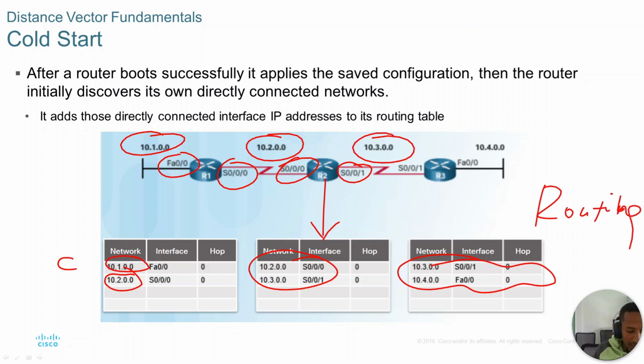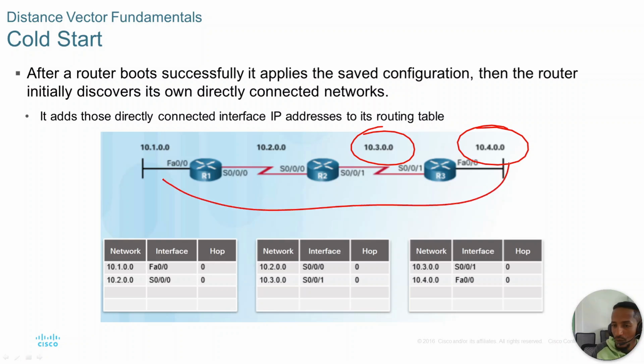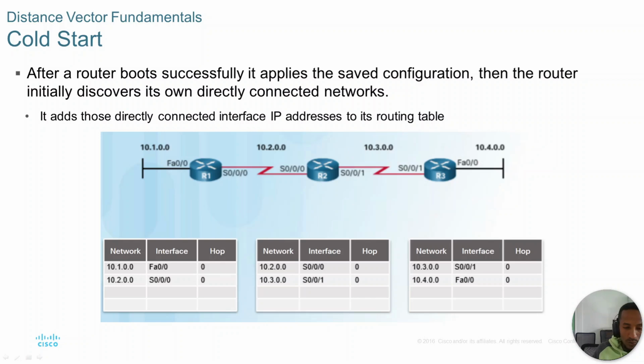Now you can see that router 1 does not have any information about this network and this network. Router 1 only has two pieces of information. So if router 1, for example, wants to send a message to this network, it doesn't have a routing table entry, so it cannot send the message. So in order to do that, you need to what? You need to discover networks. That's what we call routing.